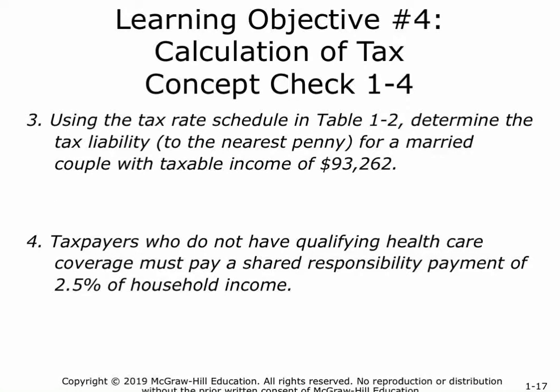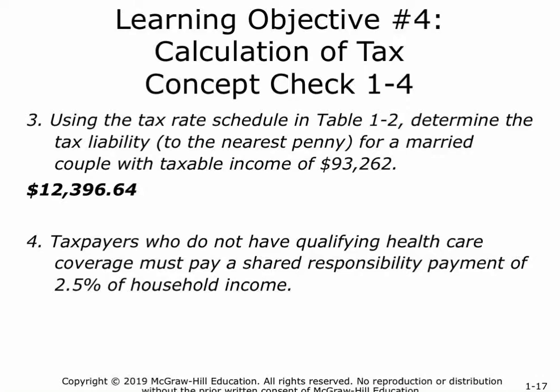The third concept check, we look at using the tax rate schedule in Table 1-2 to determine the tax liability to the nearest penny for that married couple with taxable income of $93,262. And we're going to see that would be $12,396.64, so pretty close to that $12,400.